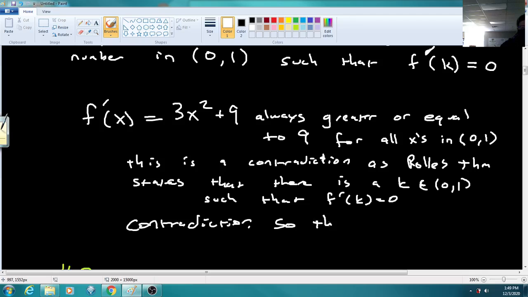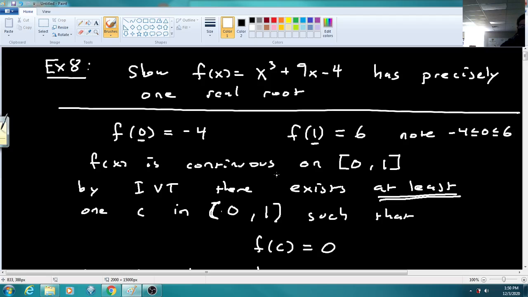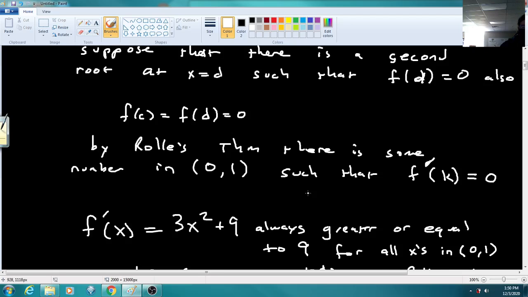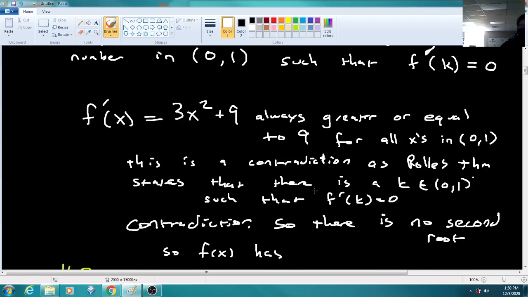So there is no second root. So f of x has precisely one root. There cannot be a second root because it contradicts Rolle's theorem. So f of x has precisely one root. And we proved it. So that's going to wrap it up.